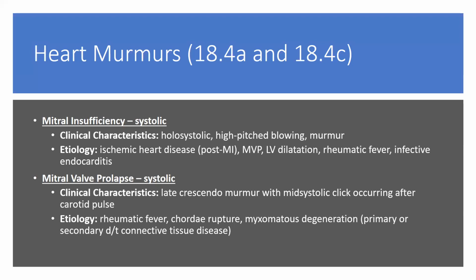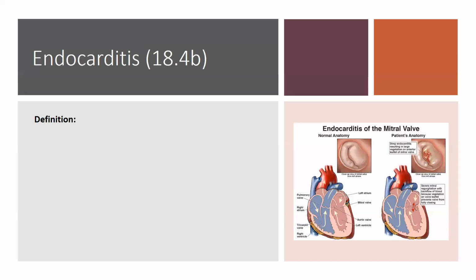Maybe crescendo, decrescendo for aortic stenosis, maybe, but probably not. Those 2 sounds. Mitral valve prolapse could be present from birth, but rheumatic fever, chordae tendineae rupture, and myxomatous degeneration, which is a connective tissue disease, are etiologies. Complications are typically benign, but it could predispose to infective endocarditis. Okay, that was your murmur rundown.